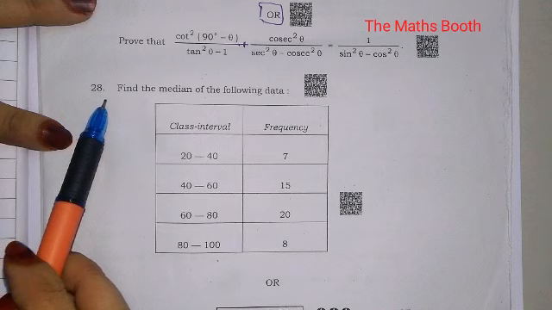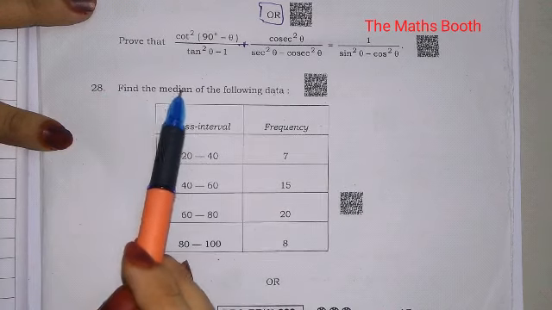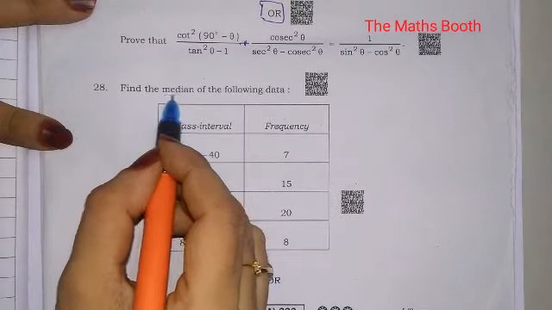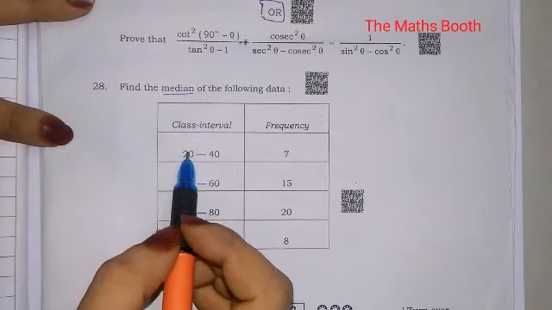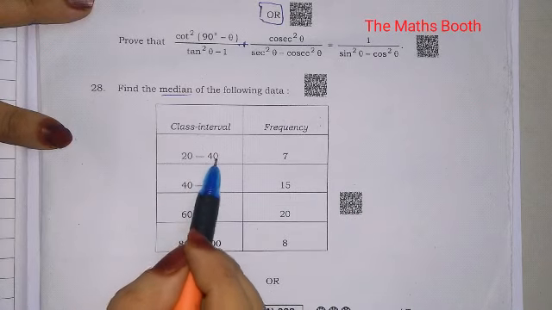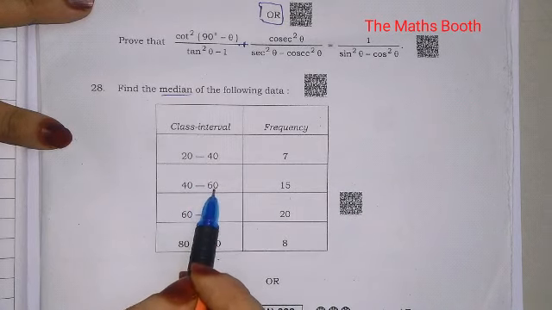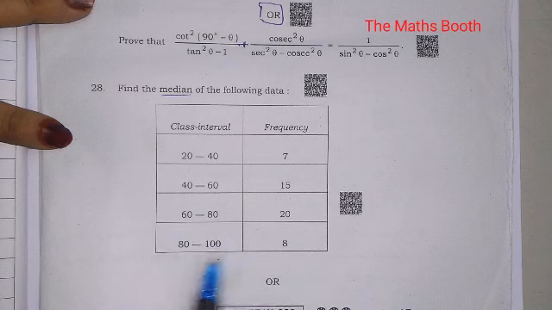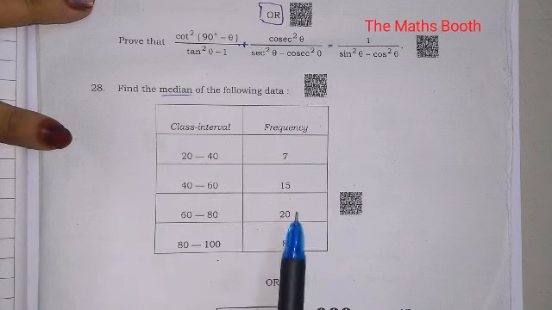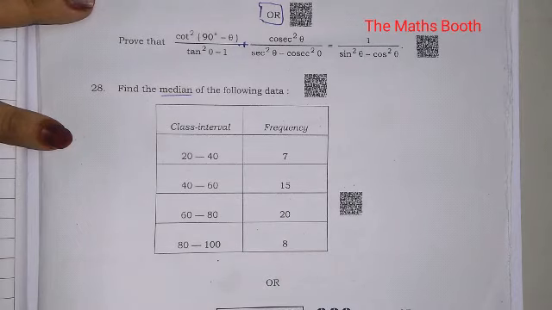In question number 28, it is: find the median of the following data. What they have asked? Find the median. So class interval is given and also frequency is given. Class interval 20 to 40, 40 to 60, 60 to 80, 80 to 100, and the frequency is 7, 15, 20 and 8. Okay, let us see how to solve this.